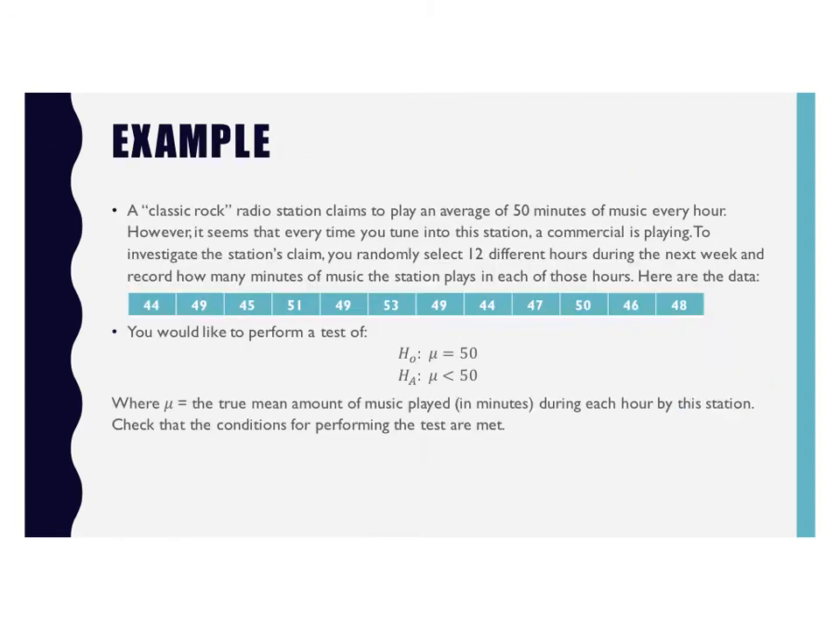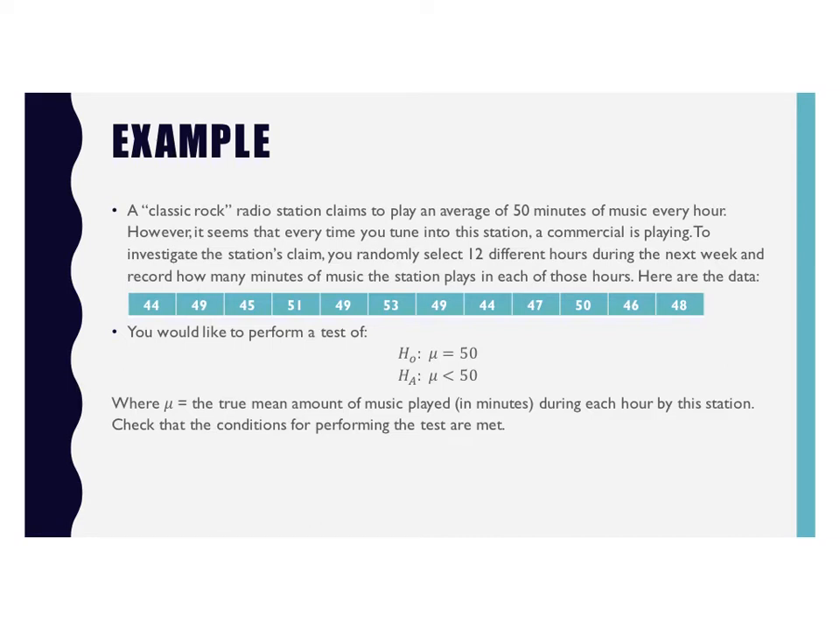In our first example today, a classic rock station claims to play an average of 50 minutes of music every hour. However, it seems that every time you tune into the station, a commercial is playing. To investigate the station's claim, you randomly select 12 different hours during the next week and record how many minutes of music the station plays in each of those hours. Here are the data. You would like to perform the test of a null of mu equals 50 and an alternative of mu is less than 50, where mu is the true mean amount of music played in minutes during each hour by this station.